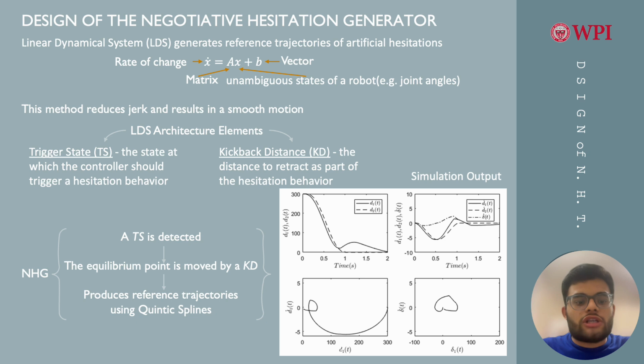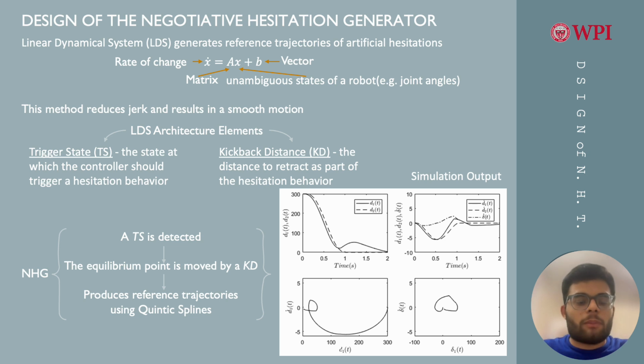Studying these negotiative trajectories and the spline loops that we have just seen, we can design a negotiative hesitation generator which will generate these splines in a robot. We have used over here a linear dynamical system that generates reference trajectories of artificial hesitations.